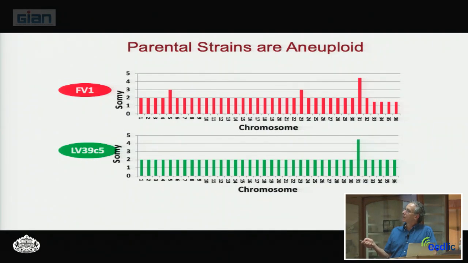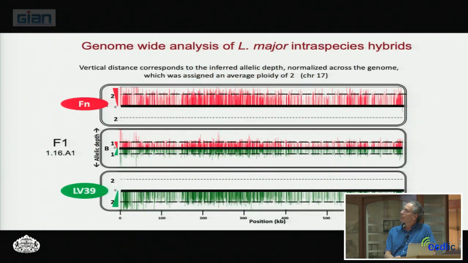This just shows the somy of the 36 chromosomes of the two parental strains we've used to generate experimental hybrids. Emphasizing, here's one L. major strain, this is from Israel, with aneuploidy. Most of the chromosomes are diploid, but some are triploid, and chromosome 31 in both cases is tetraploid. Again, these parasites just tolerate this very interesting aneuploidy.